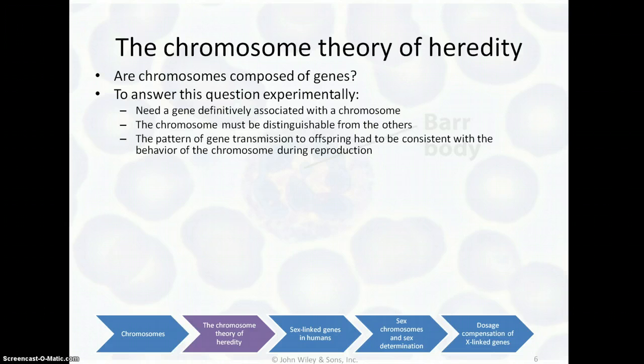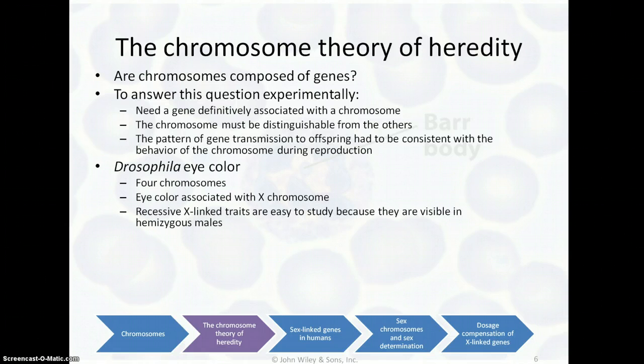So he had to be able to follow how the gene itself was being transmitted from parent to offspring. And he had to show that that was consistent with the behavior of the chromosomes during reproduction. So he had to show that the pattern of the gene being transmitted from parent to offspring followed the pattern of the chromosome as it was transmitted from parent to offspring.